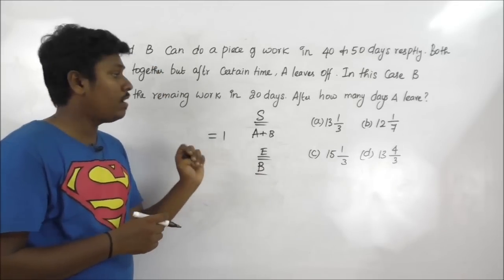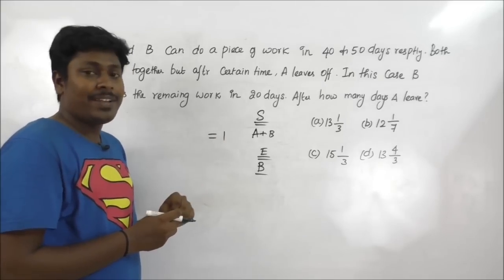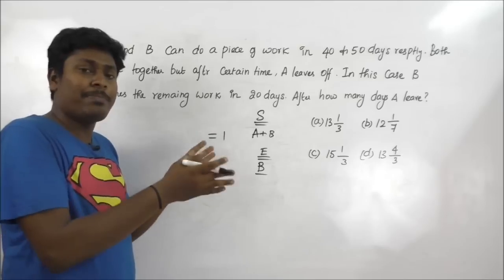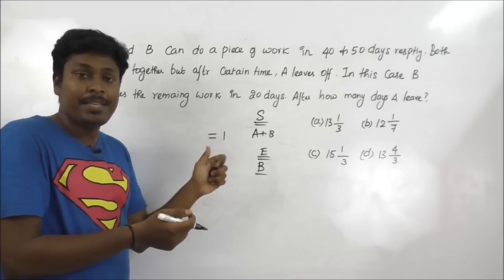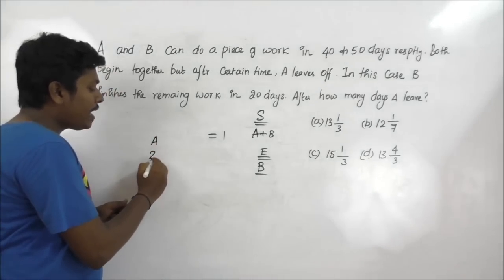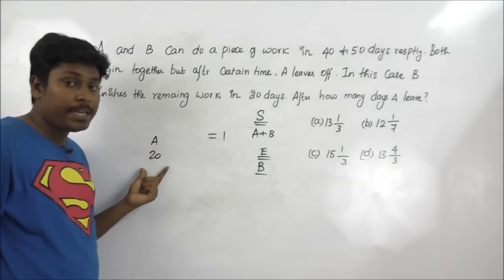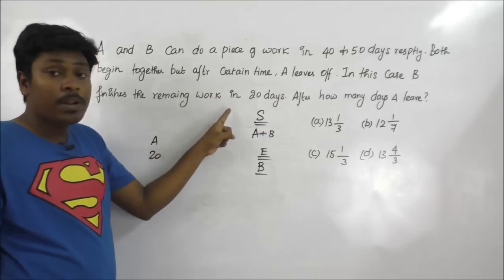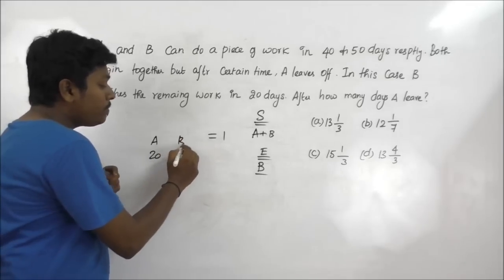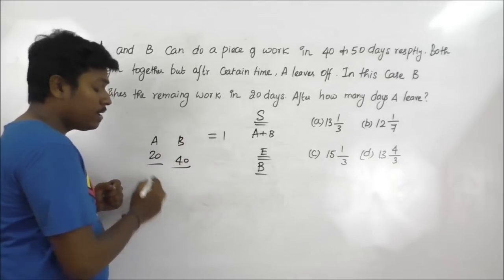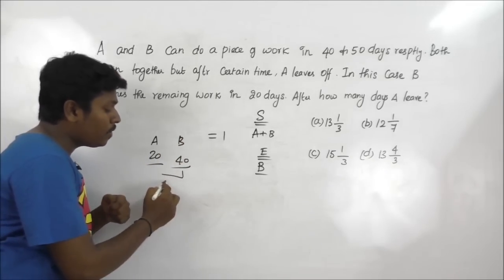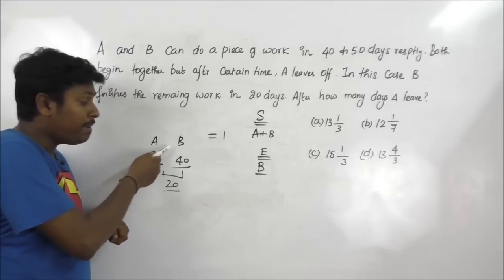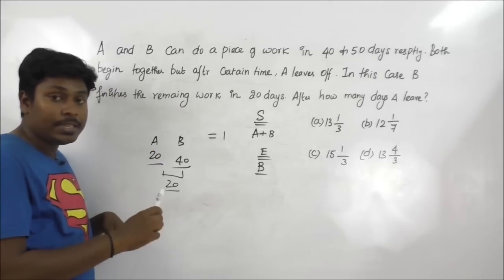A leaves off. Similarly, friends, just assume any values, as we used to assume for A and B in the previous cases. If we put A as 20 days, A can complete the job in 20 days. What about B? B has done the remaining work in 20 days, so B should complete his job in 40 days. See here, friends, when comparing both, the difference is 20. When compared to A, B has worked 20 days. Got the idea?